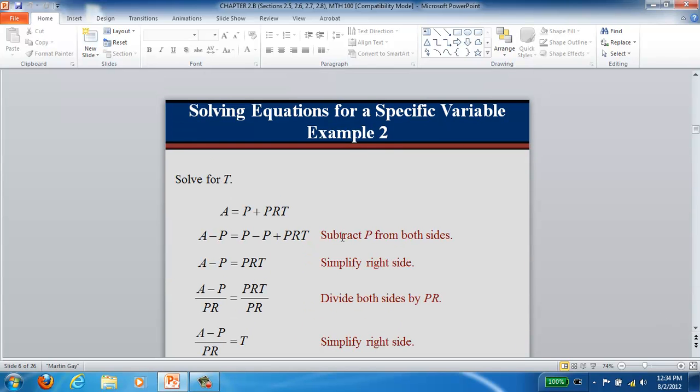Example 2, solving for t. Again, same steps. You want to isolate t. Therefore, you need to subtract p from both sides and then divide by pr.